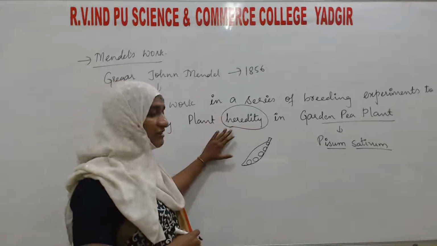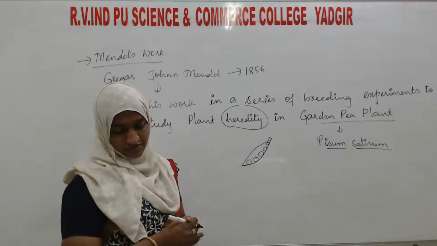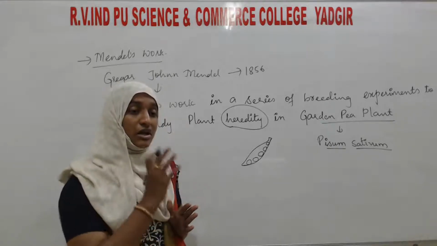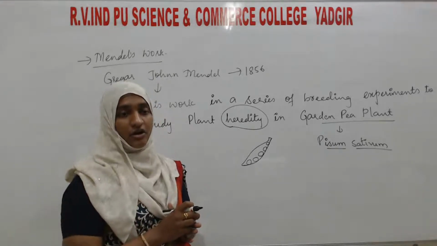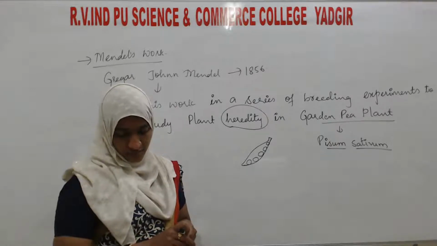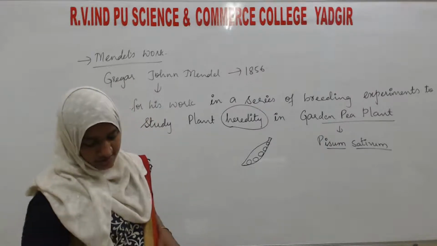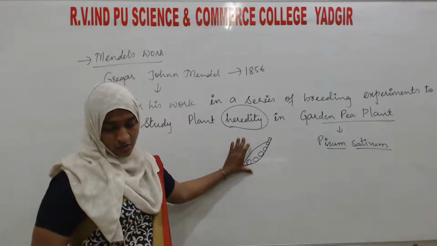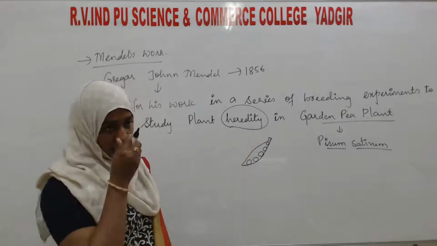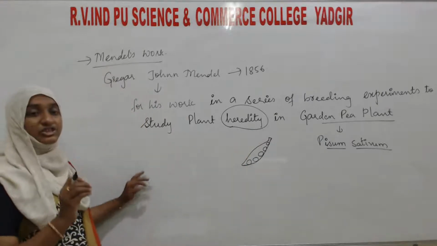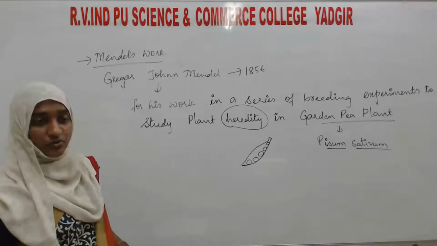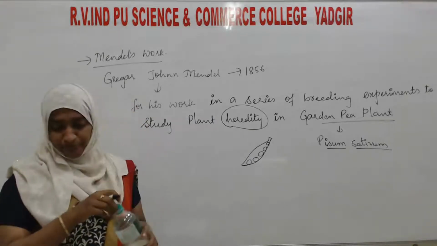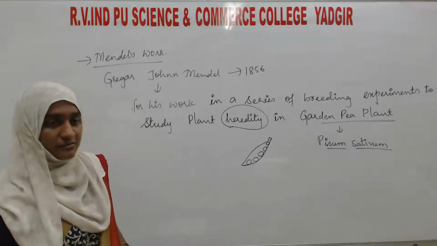So in this way he had done many experiments and came to the conclusion about the inheritance or genetics. So here, for what reason had he taken only the pea plant for his experiments? What are the reasons for the selection of the garden pea plant for his work? Let's discuss those reasons.